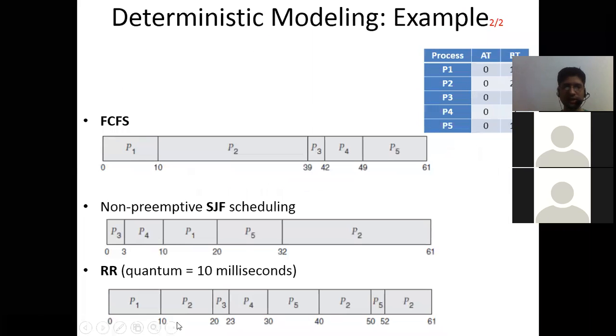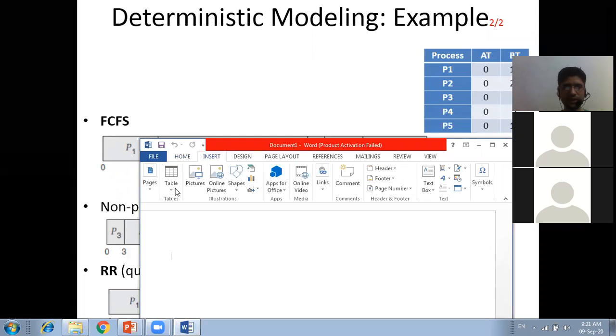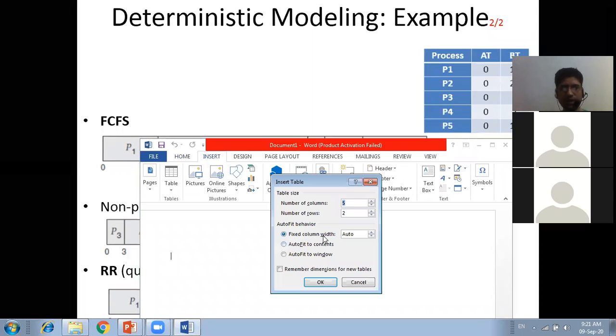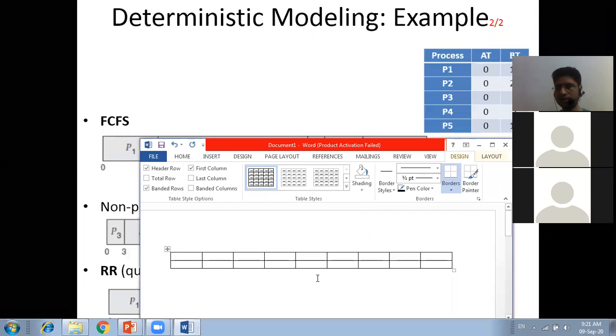Okay, got it. My mistake. Let me solve this. I need 9 columns and 2 rows. Adarsh, I also got my mistake. Okay, no issue. Let me solve this question.